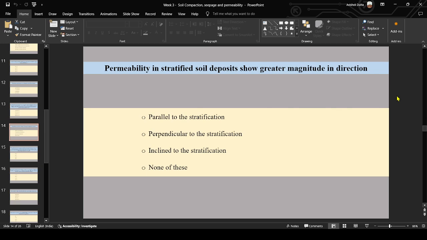Permeability in stratified soil deposits show greater magnitude in direction. The options are parallel to stratification, perpendicular to stratification, inclined to stratification, or none of these.